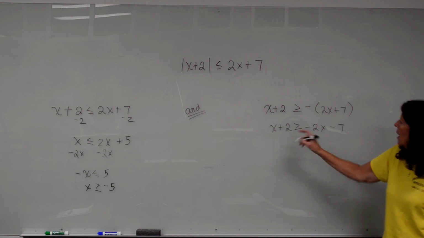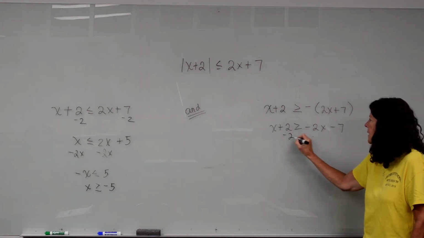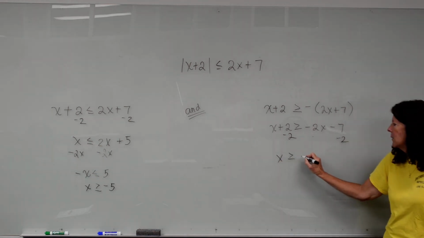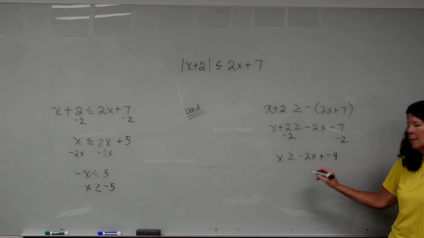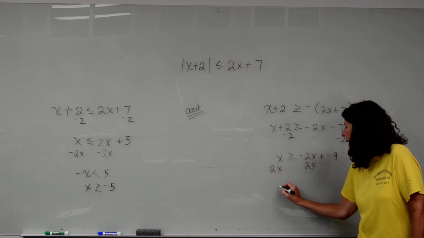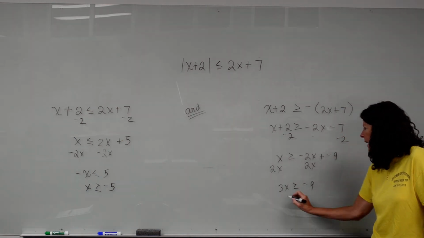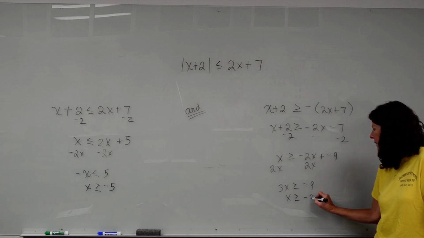This one, I'm going to add, let's add a negative 2 to both sides first. So I have x is greater than or equal to negative 2x plus negative 9. But now I'm going to take the 2x to the other side. So I have 3x is greater than or equal to negative 9. I have x is greater than or equal to negative 3.